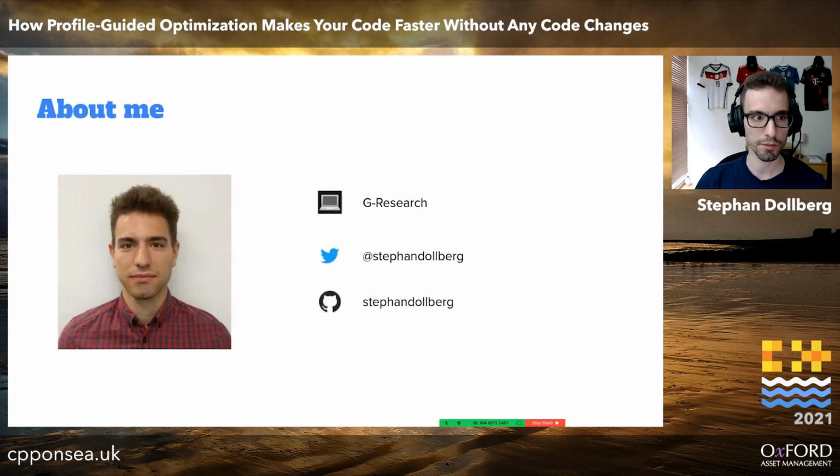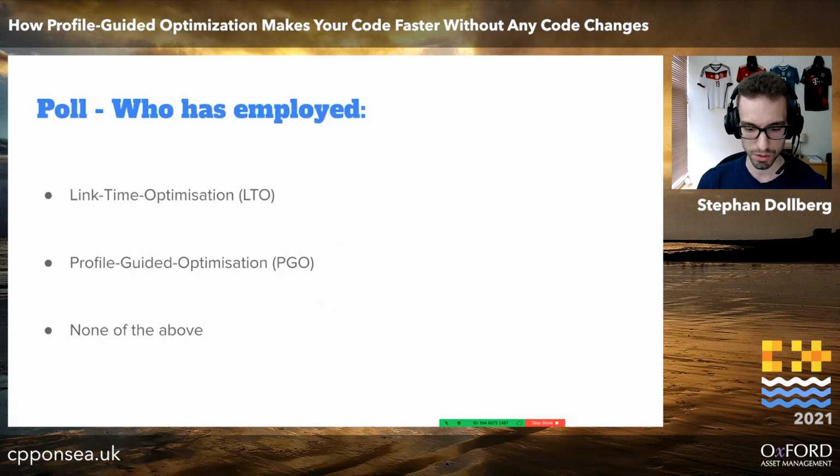Cool. First, I want to start with a poll to get a bit of an idea of what the audience has used so far. The poll should be started now. Please vote whether you have used link time optimization, LTO for short, or maybe you have even already used profile guided optimization, PGO, or you've used none of the two. LTO is not part of this talk today, but it's something that is very often mentioned in the same context.